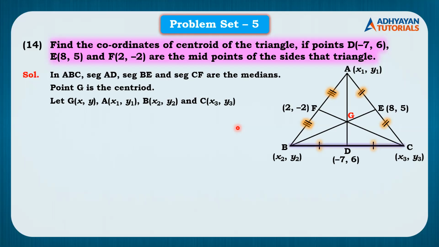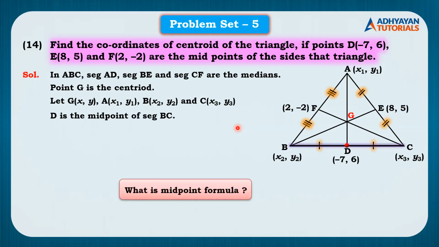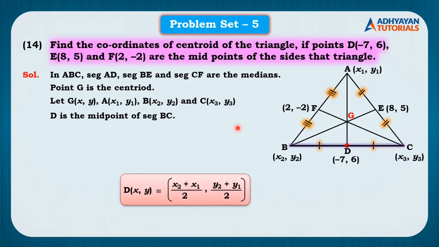So D is the midpoint of side BC. We all know. So what is the midpoint formula? Come on, tell me. Yes. D x, y is x1 plus x2 upon 2, y1 plus y2 upon 2. Or we can write x2 plus x1 upon 2, y2 plus y1 upon 2. That is also perfect. Not a problem as such.